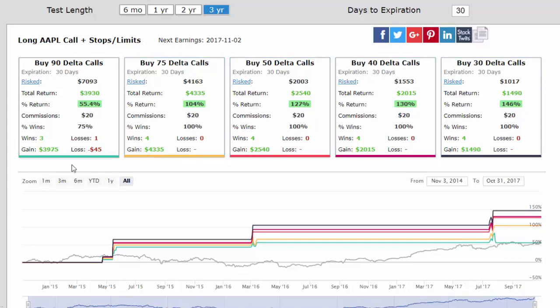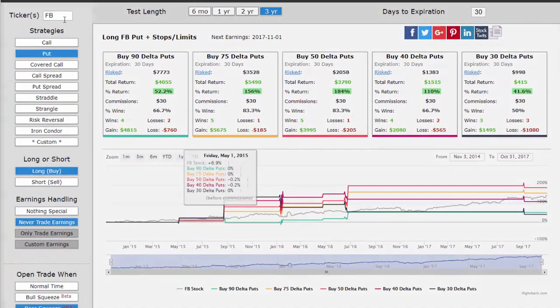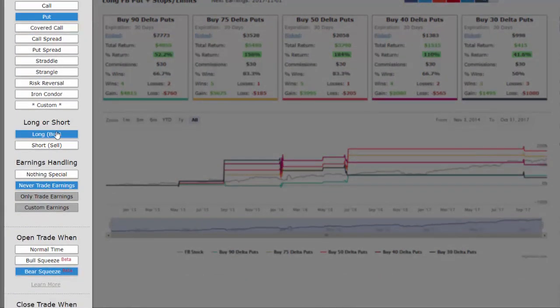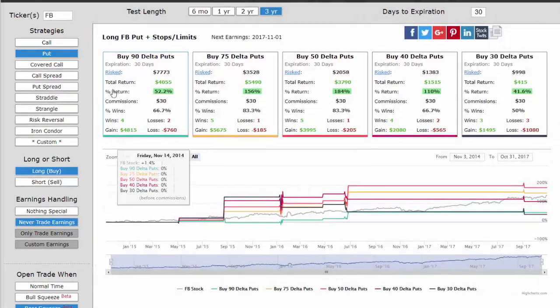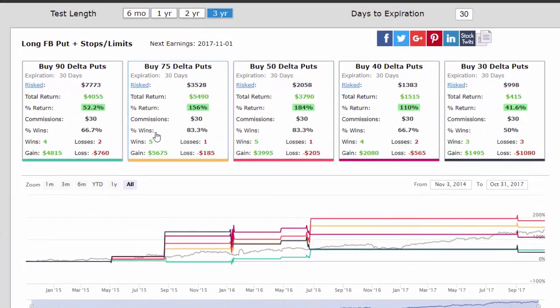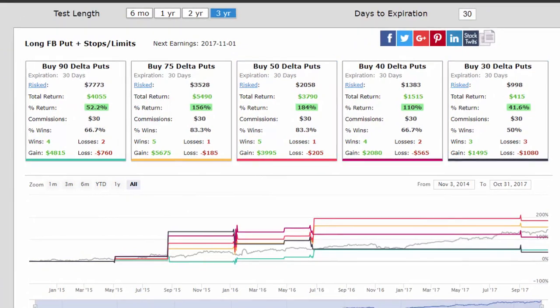We can do the same thing for a bearish squeeze. In this case, we'll look at Facebook buying a put, avoiding earnings, only when the bear squeeze occurs. And here again are the results, with the highest win rates and the largest historical returns right around the at the money. As always, we can test this with multiple tickers at once.